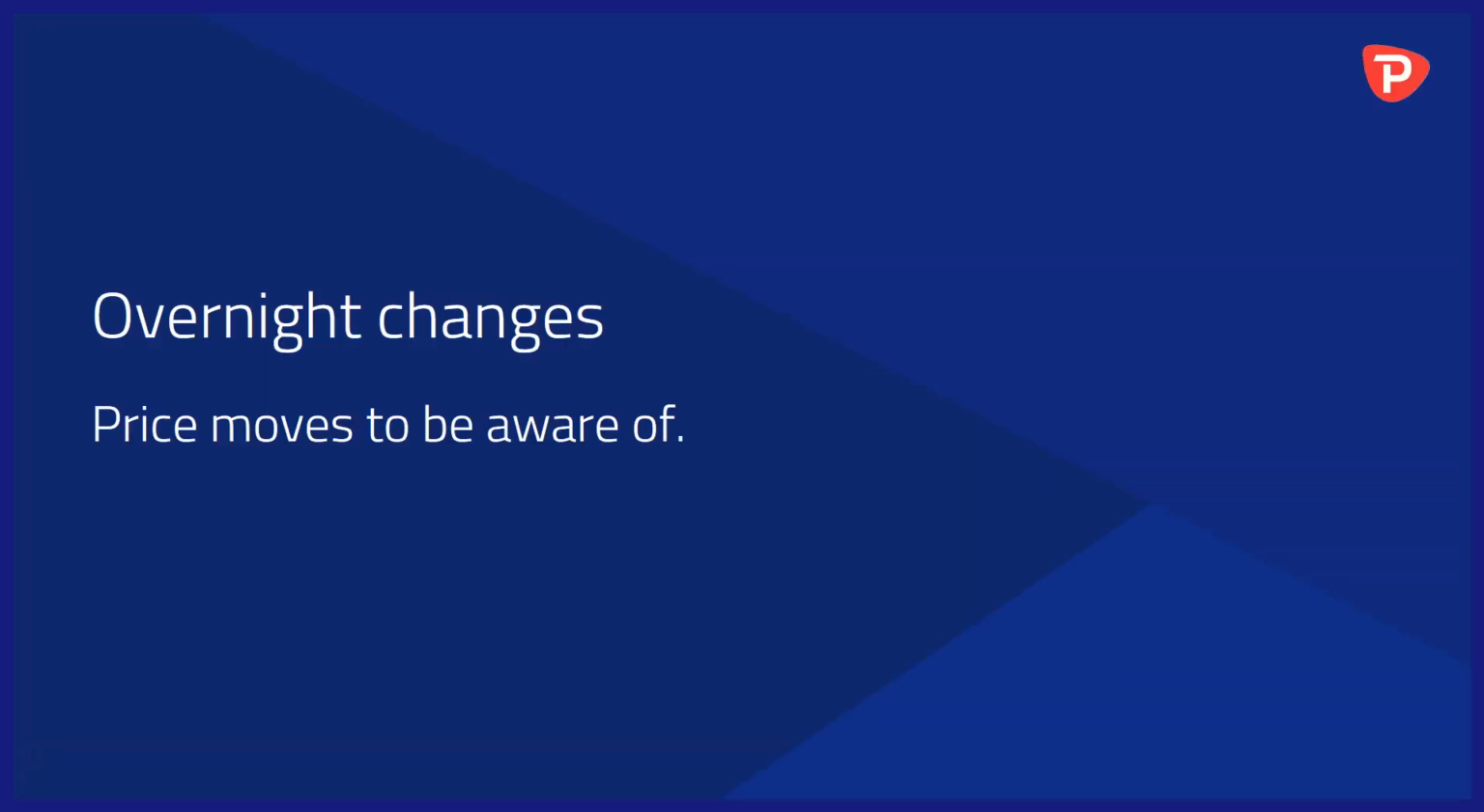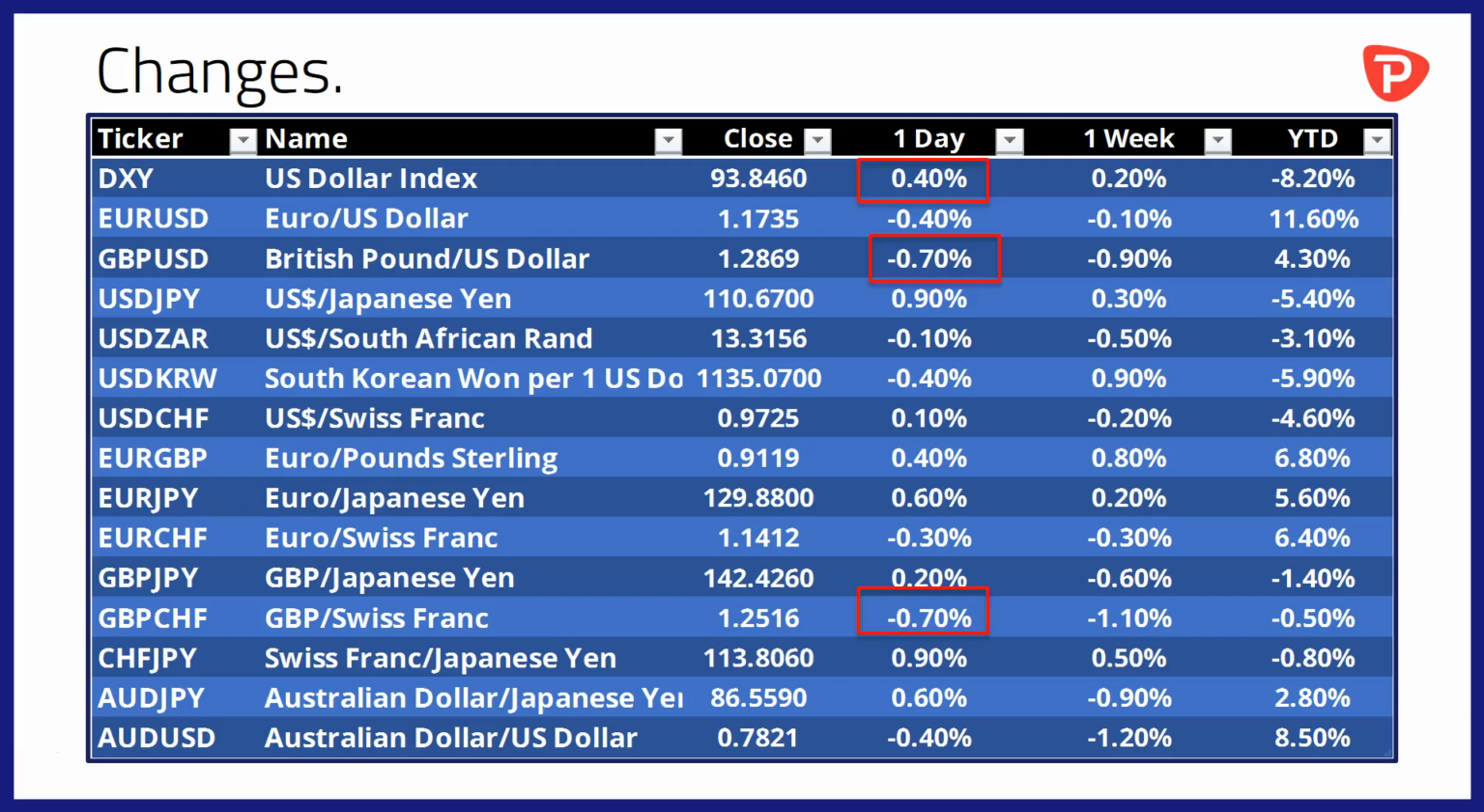Right, let's take a look at overnight changes, price moves to be aware of. I just want to focus on a couple of points yesterday. Firstly, the weakness in sterling after those inflation numbers manifested here in cable and lower down on the table in sterling Swissy. I think really the move said more about the market expectations than it did about the economic data, but the path of least resistance was clearly downward. And then the other point I'd like to make is this, another move in the dollar index here, 93.8460, the close in New York.